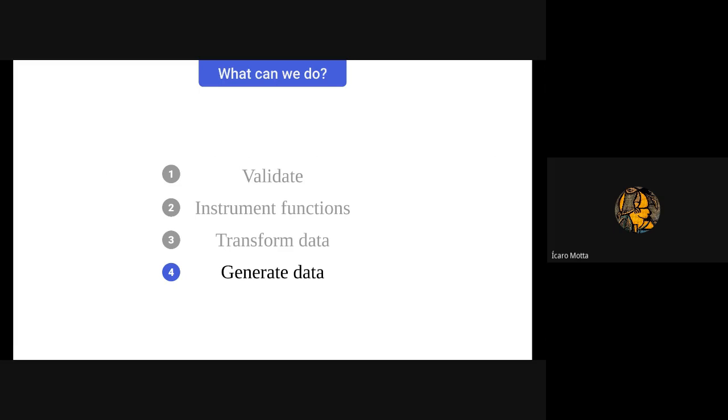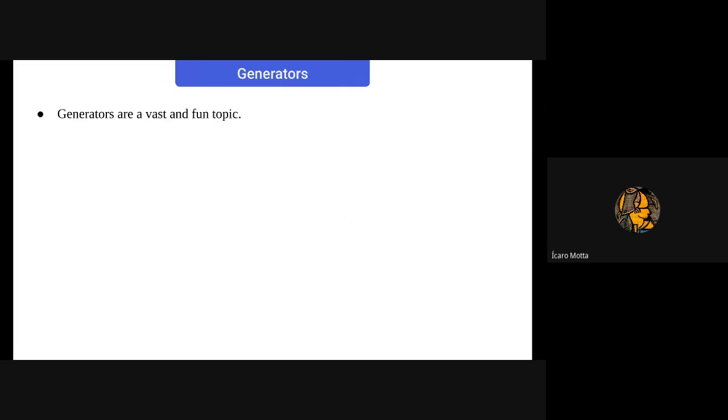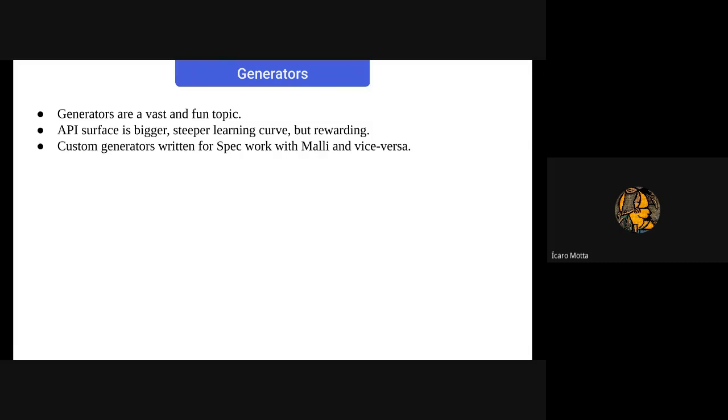All right, so the last thing is data generation, which is a fascinating topic, and it's vast. It has a greater API surface and a steeper learning curve, but it can be very rewarding. You play a lot with generators using the REPL. The basic idea is that if you have a schema, why not generate random data that conforms to the schema? It can be quite powerful.